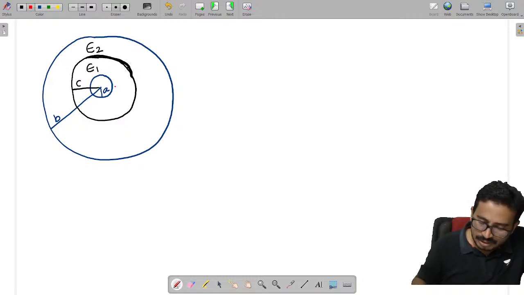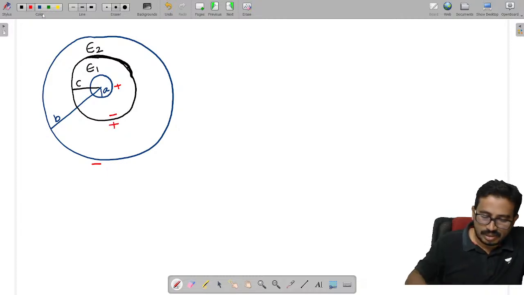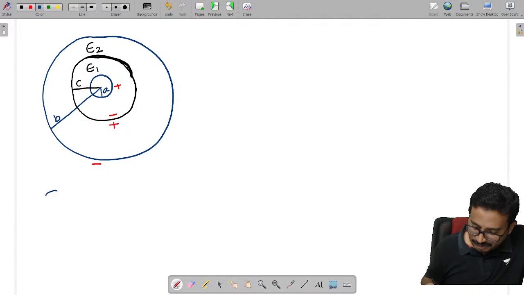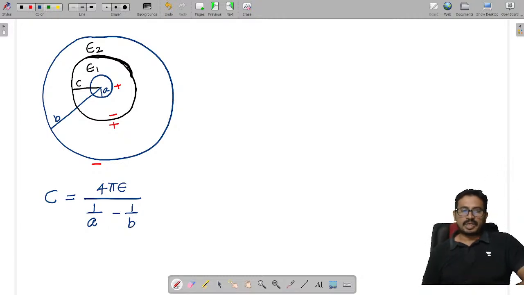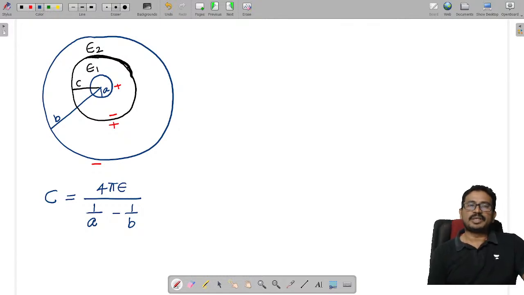Now as I told, the inner one we have given positive, this is negative, so this side will become negative. Now tell me the capacitance. Here the capacitance is 4 pi epsilon by 1 by a minus 1 by b. This is my capacitance. Now we have to see what the variable parameters are here.